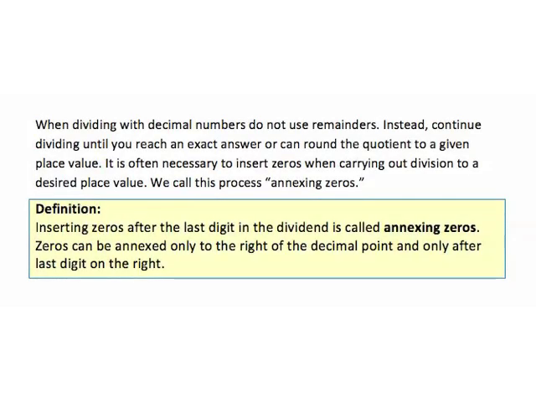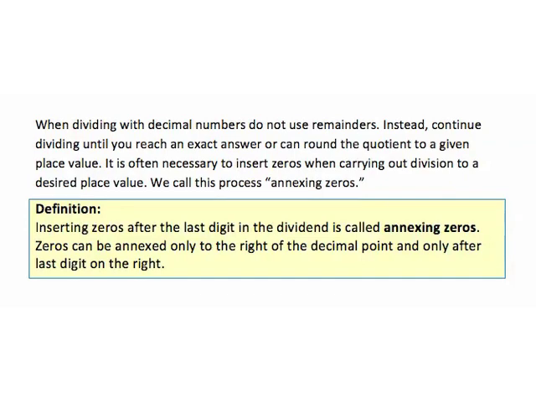When dividing with decimal numbers, do not use remainders. Instead, continue dividing until you reach an exact answer, or you can round the quotient to a given place value. It is often necessary to insert zeros when carrying out division to a desired place value. We call this process annexing zeros.